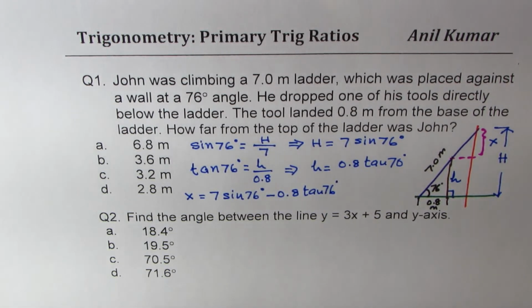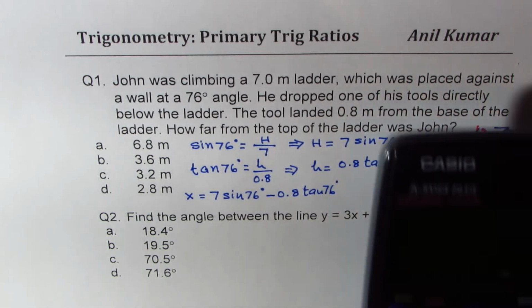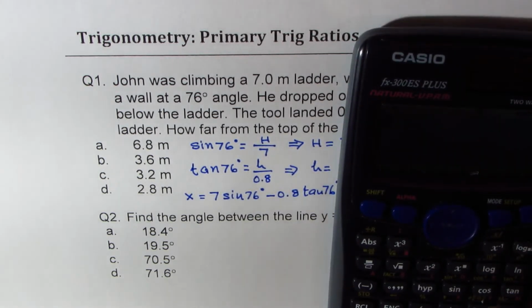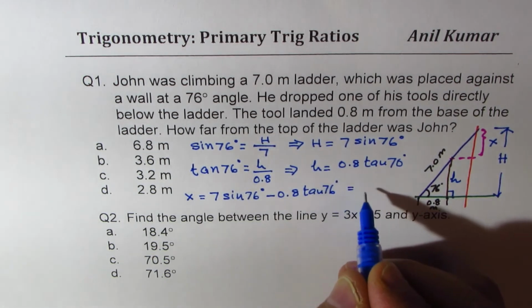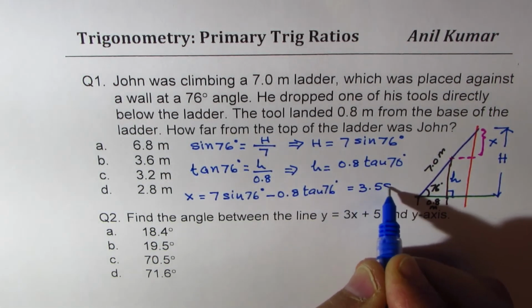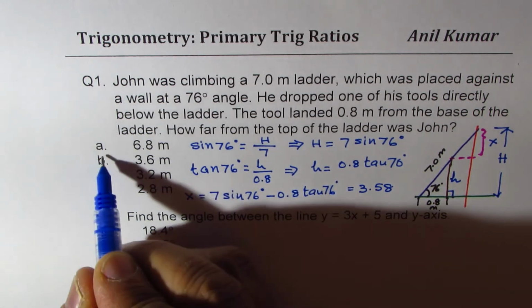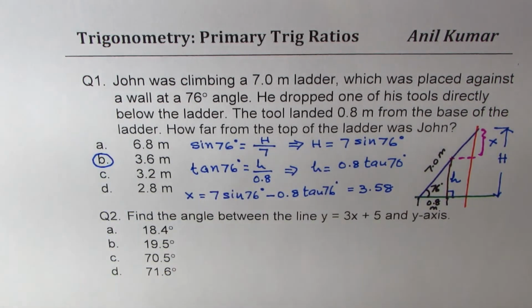Now let's take out the calculator and calculate the result. It is 7 times sine of 76 degrees minus 0.8 times tan of 76 degrees. And that gives you 3.58, which when rounded will give us 3.6 meters. So B is the right answer. I hope the steps are absolutely clear.